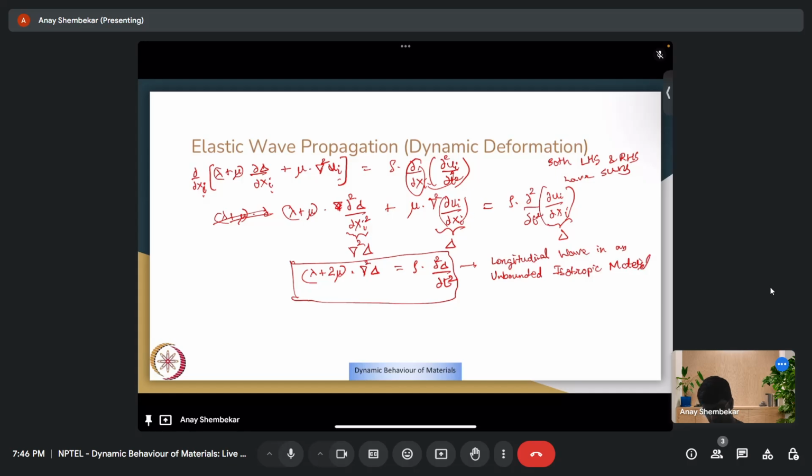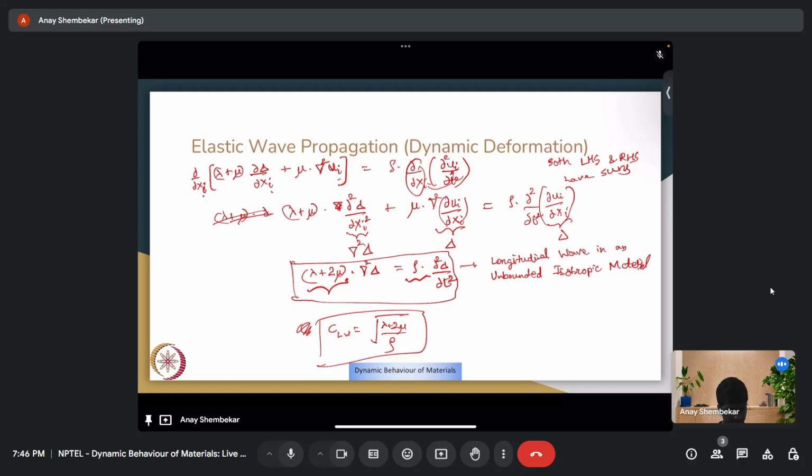We can see that this form of equation is similar to other forms that we have seen, including the string, spring, as well as the long thin bar. If we look at the terms involved, this looks like the stiffness term, and this looks like the inertia term. Moving around, we get C longitudinal is equal to root of lambda plus 2 mu by rho.